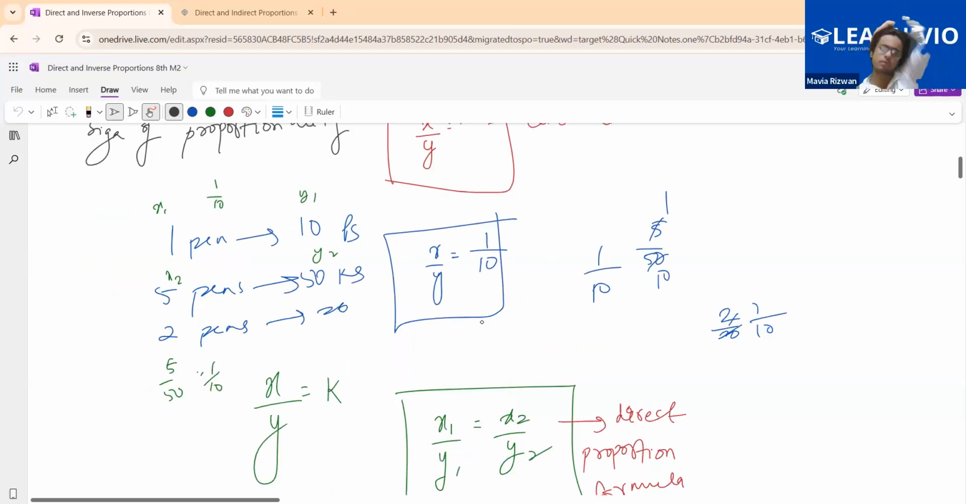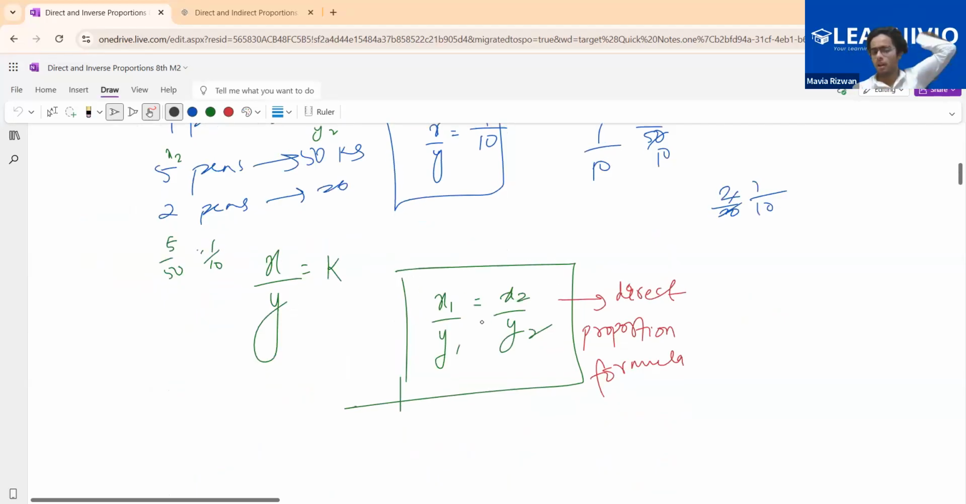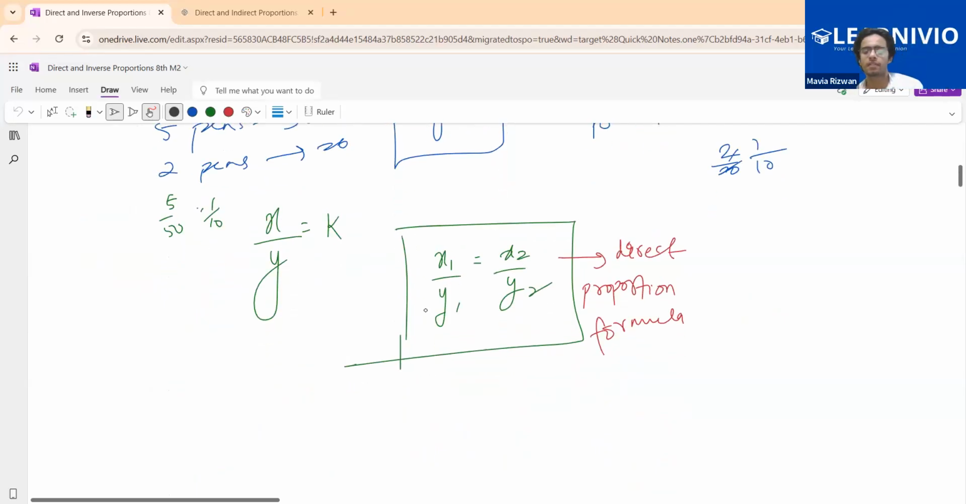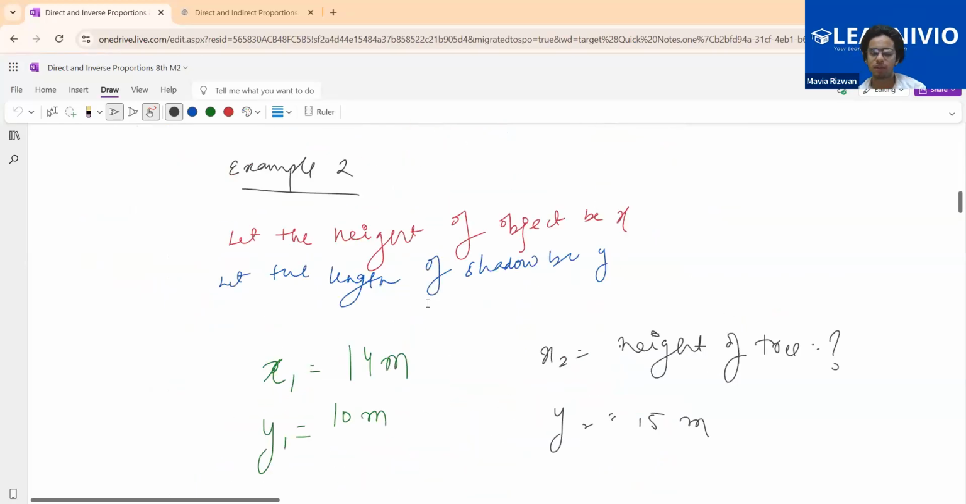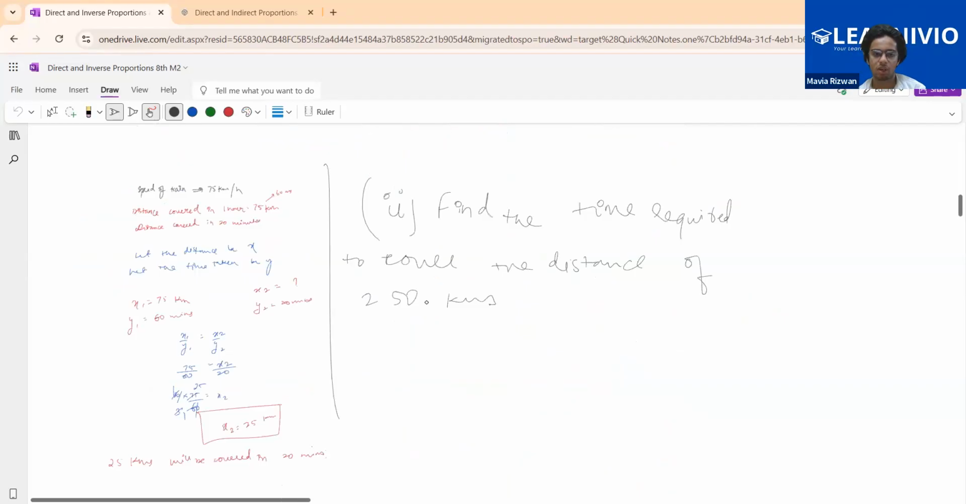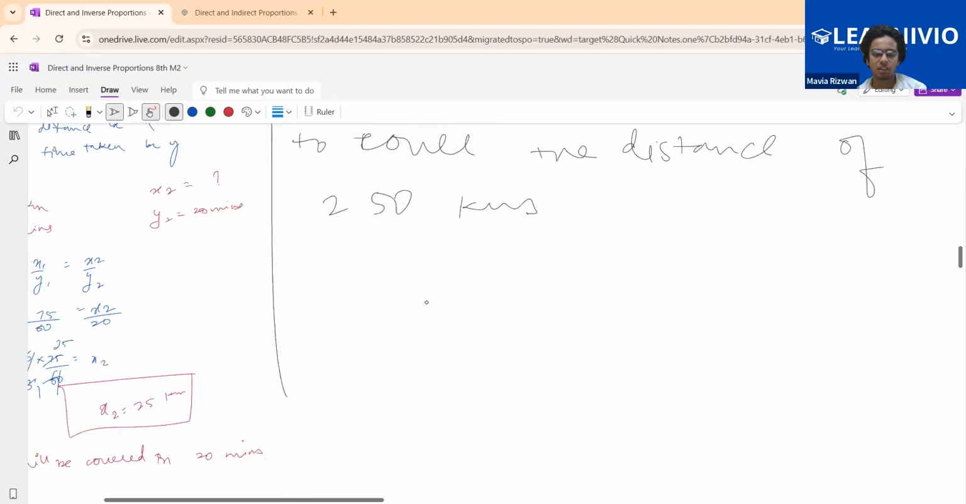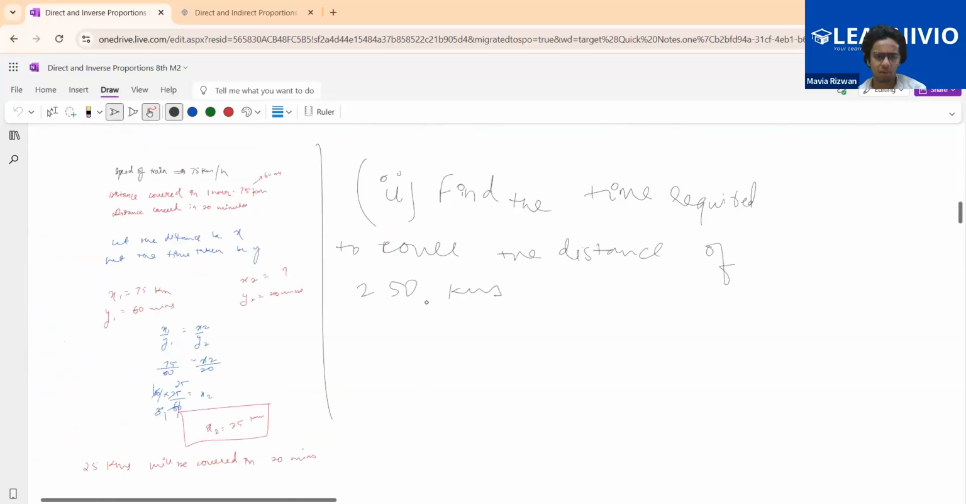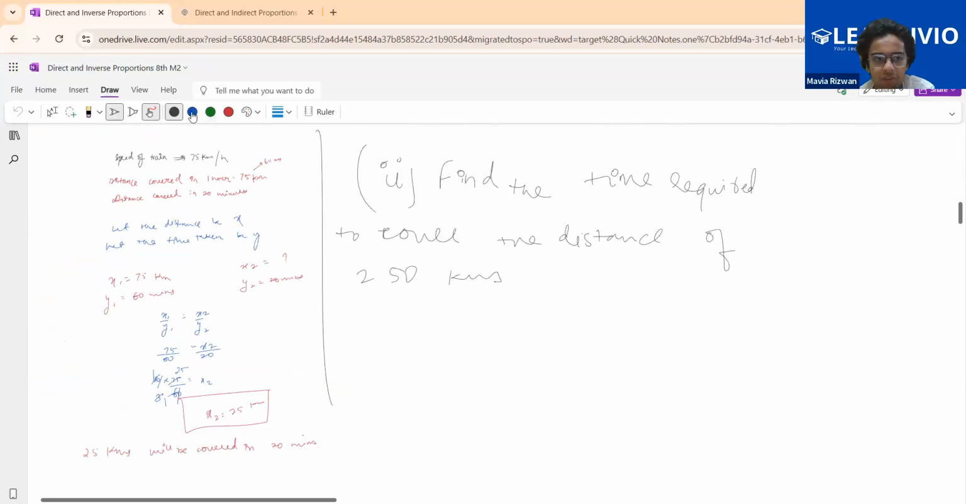Now see, from here we get the formula x1 by y1 is equal to x2 by y2. Okay, this formula we have to remember, and we have to solve questions based on this formula only. So we did this question in the last class. I guess all of you noted this much. I'll be telling the second part of this.